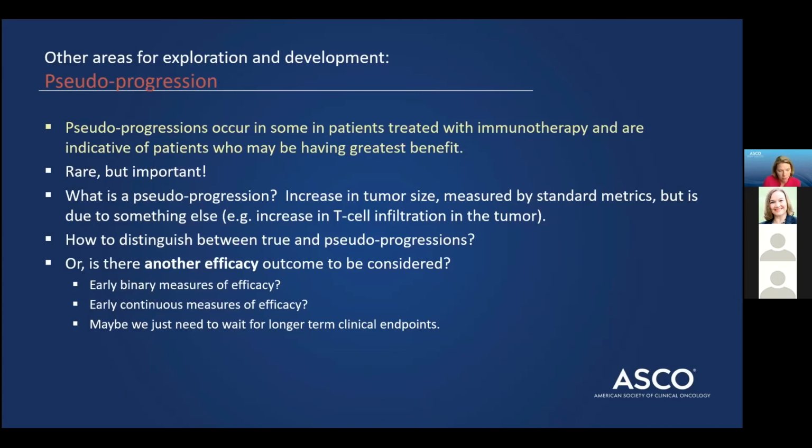and so this leads us to wanting to have measures of efficacy that are not going to rely specifically on progression. Now, this is relatively rare, but it's really important to understand this, because sometimes these patients that have the pseudo-progressions are actually having the most benefit. And if we think it's a progression and therapy is stopped, we could be taking something away from them, when in reality, they're having a good response to therapy.